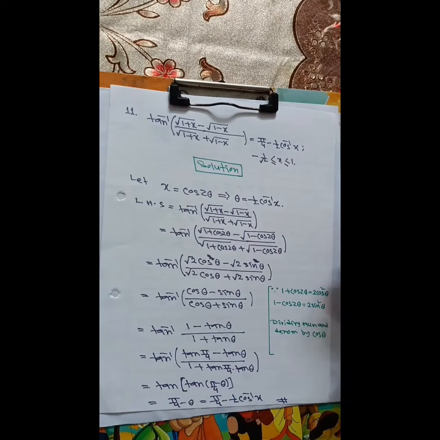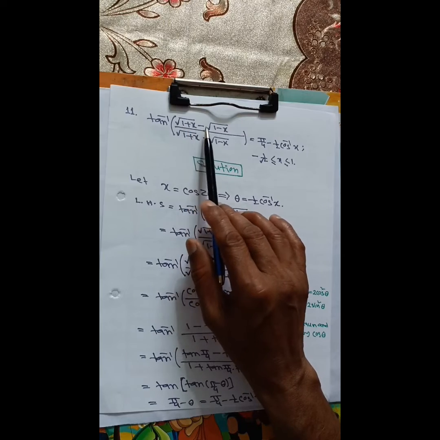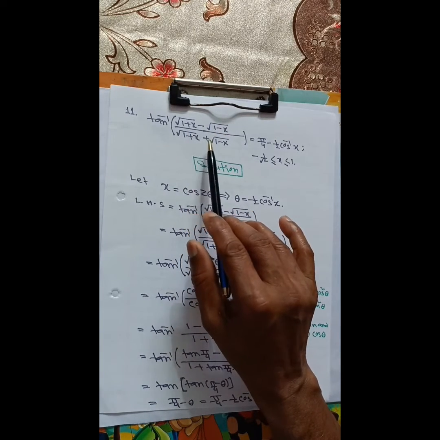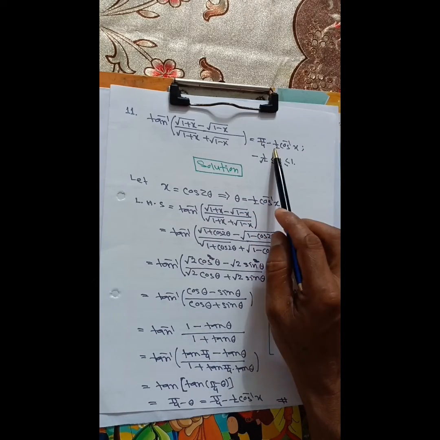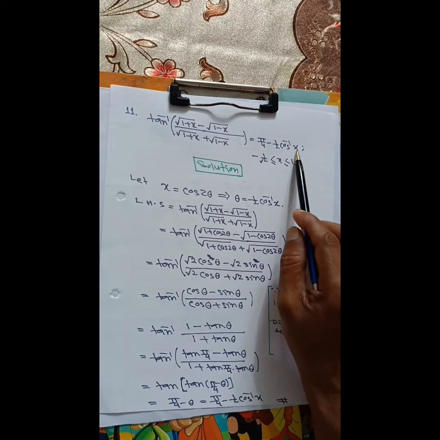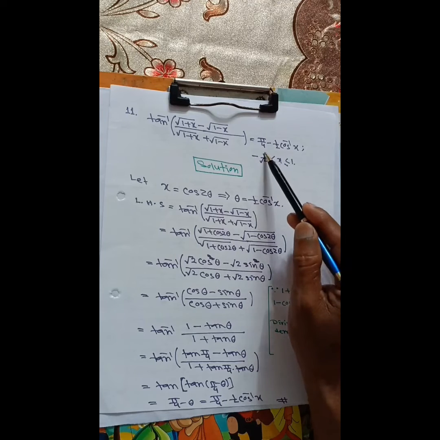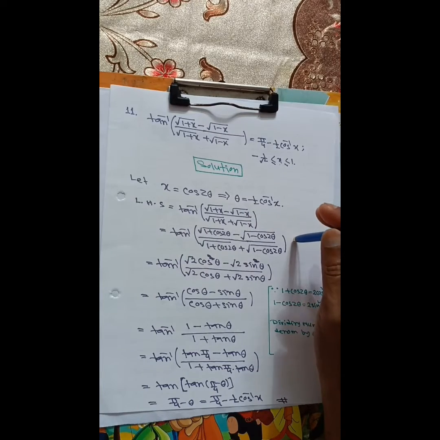Question number 11: given tan inverse of (root of 1 plus x minus root of 1 minus x) divided by (root of 1 plus x plus root of 1 minus x) is equal to pi by 4 minus half of cos inverse x. Here one condition is given: x lies between minus 1 by root 2 and plus 1 by root 2, a closed interval. What will we do for the solution?